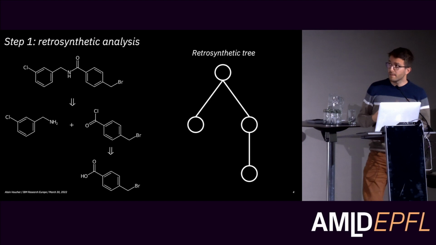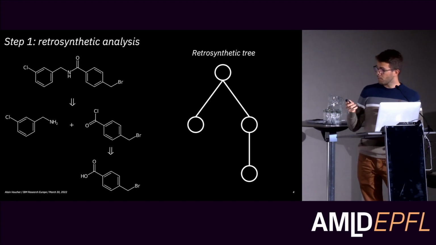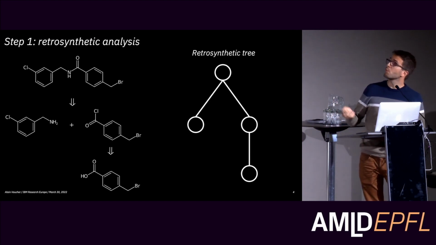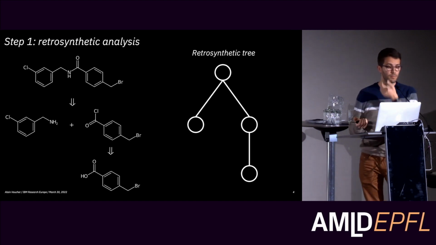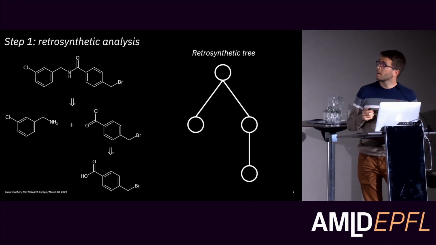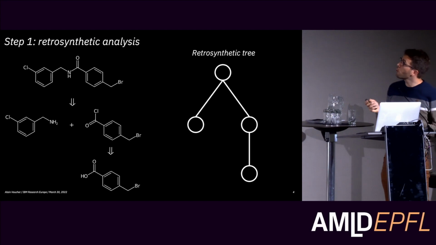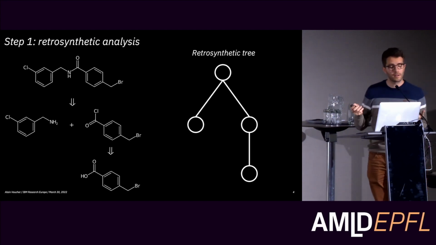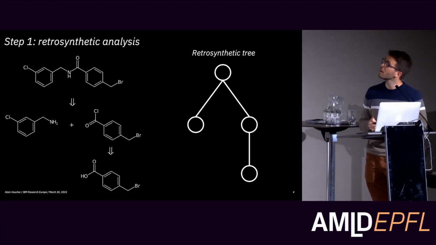So the first step is starting from the compound that one wants to make to determine how to make it in terms of commercially available building blocks. This is the retrosynthetic analysis. And we can represent it in a tree where the nodes are the compounds to make and the children are potential precursors to produce this compound.